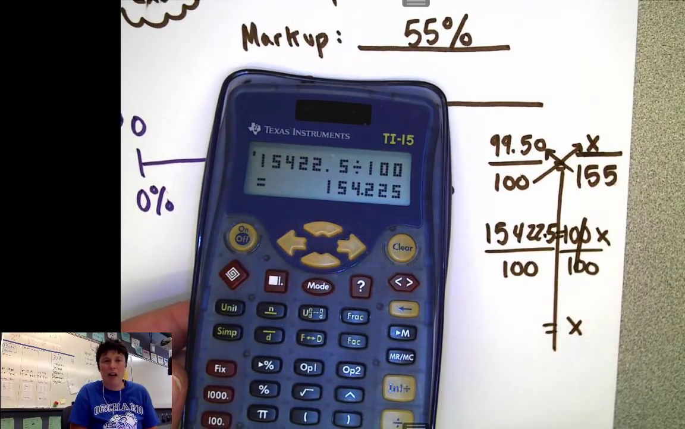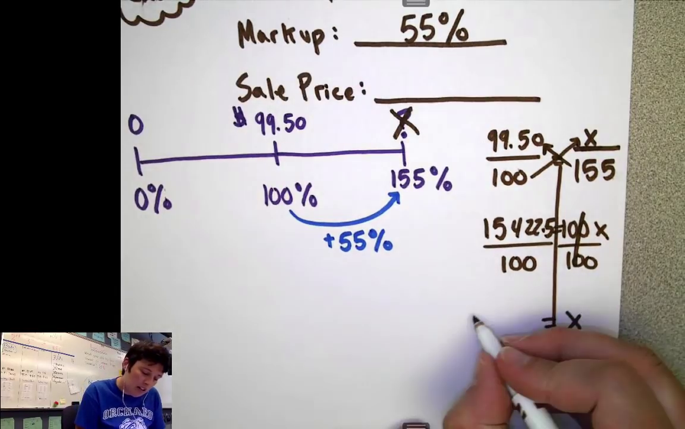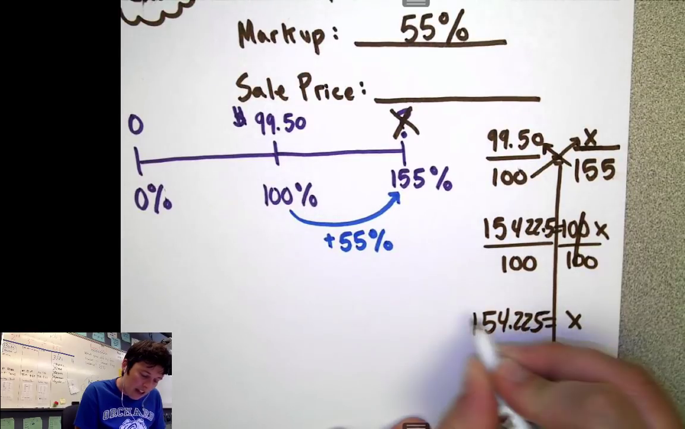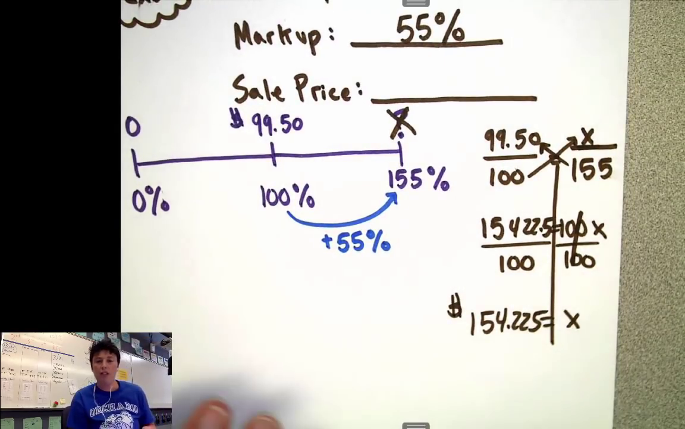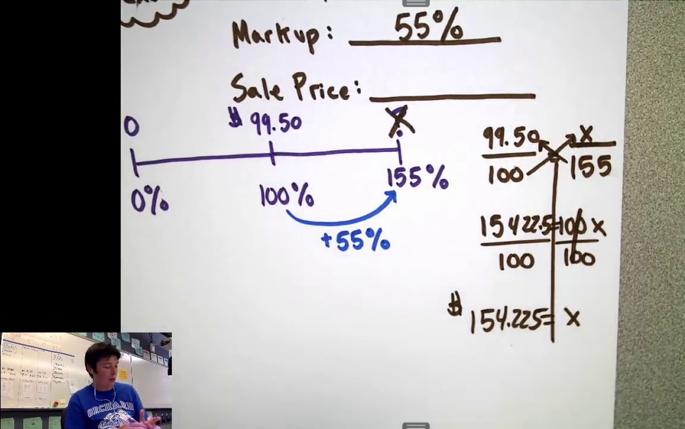Here's my answer, 154.225. Now I can't have 3 decimal points for dollars. There's no such thing. So I'm going to round it up to 23.